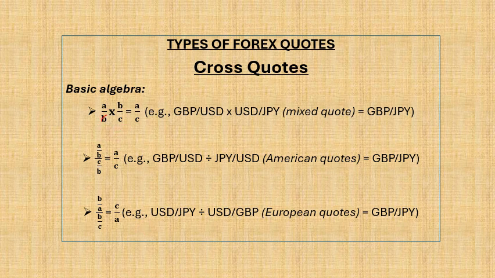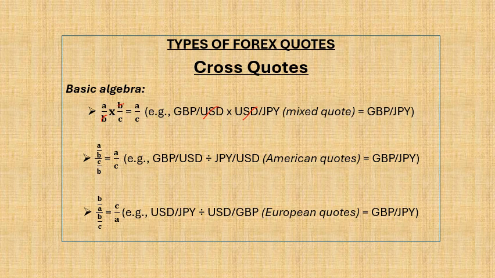For example, GBP USD into USD JPY. Both are different quotes. USD JPY is the European quote and GBP USD is the American quote. Therefore, this is a mixed quote. When we multiply GBP USD by USD JPY, we get GBP JPY. The USD gets cancelled out.